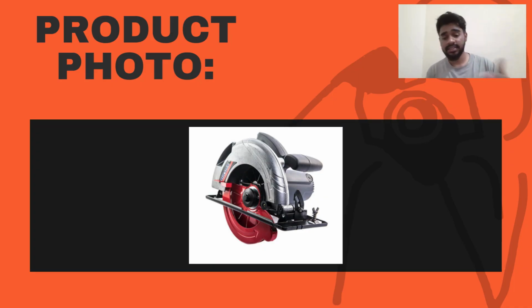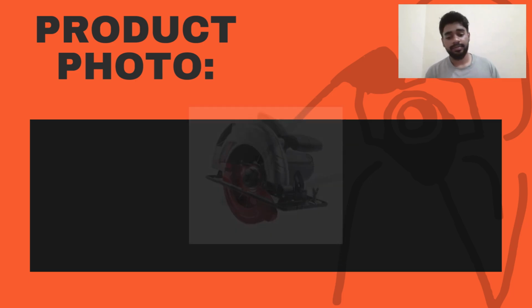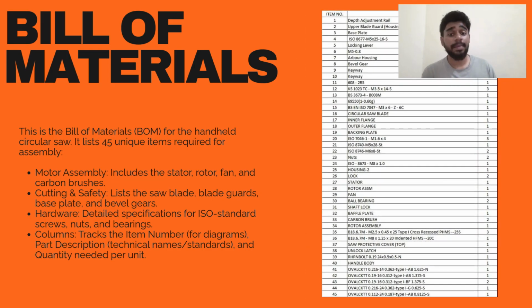This is the product. This is the Mr. DIY circular saw, and we have chosen this product to reverse engineer it. This is the bill of materials. It includes 45 components, including all the screws, nuts, and bearings.